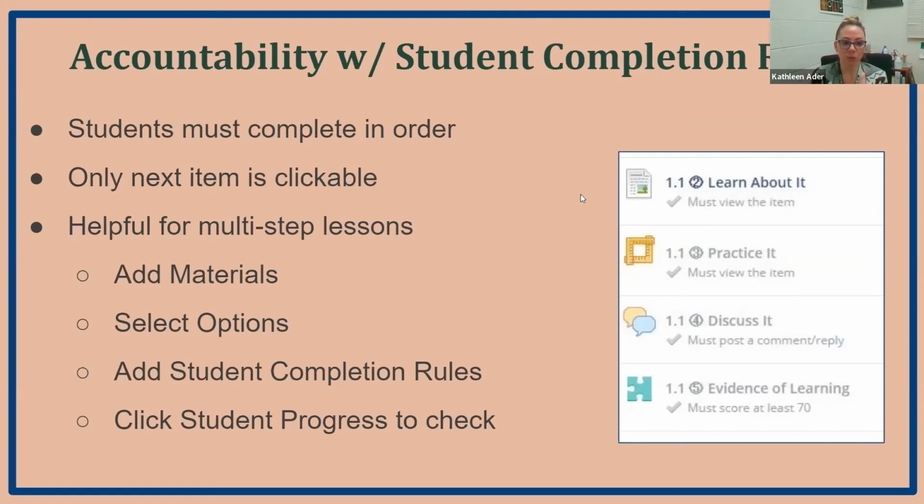So when you wanted to set these up, you would add all of your materials that you would want the students to do. And then you go to options, which is the button immediately next to add materials in your course. And then you'll see the student completion rules button where you can then set that pathway.